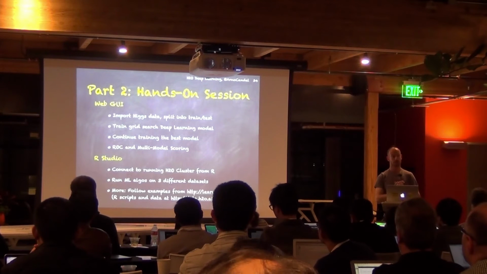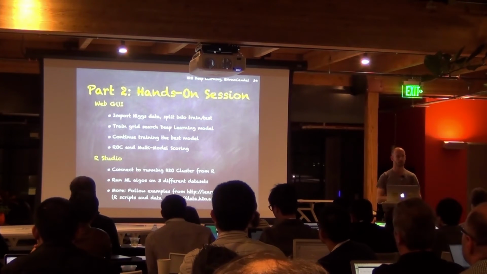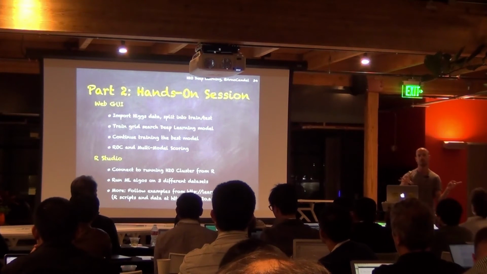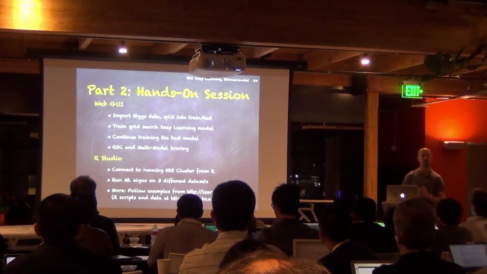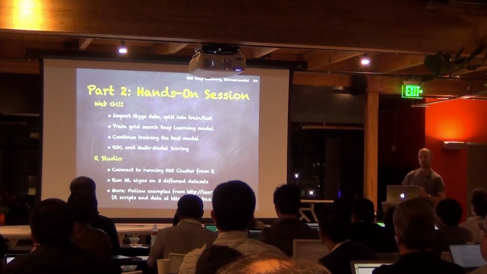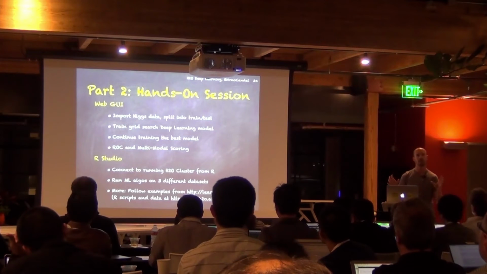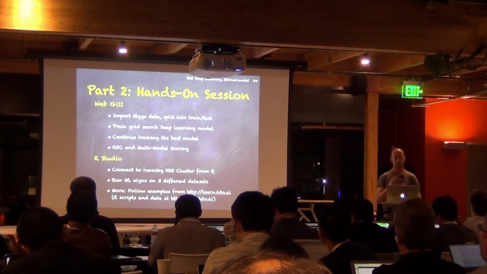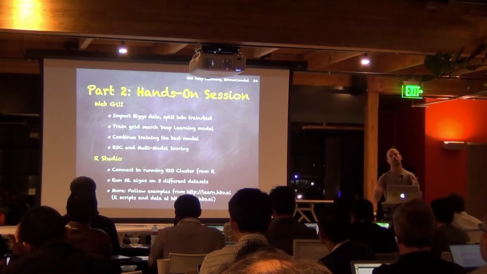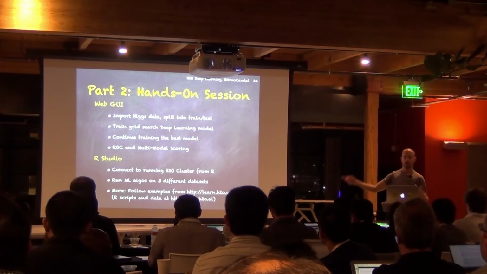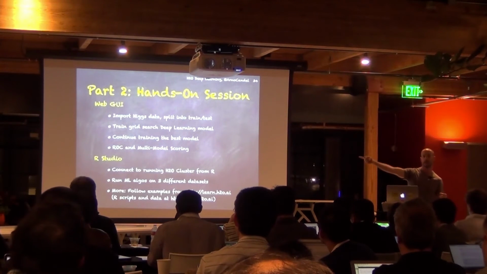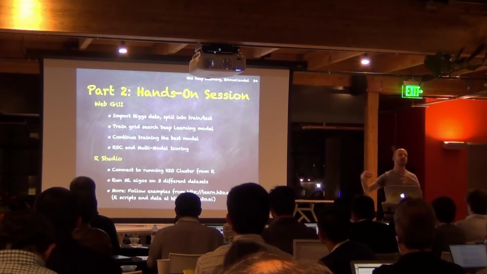So we'll first do the web user interface-based approach with the old interface, not the new one. The new one is coming out in a few weeks or months. But we'll use the old one, production-ready, stable API. And we'll import the Higgs data set, we'll split it up, we'll run some grid search, we'll pick the best model, and keep training that one for a little longer, and then we look at the scoring results.